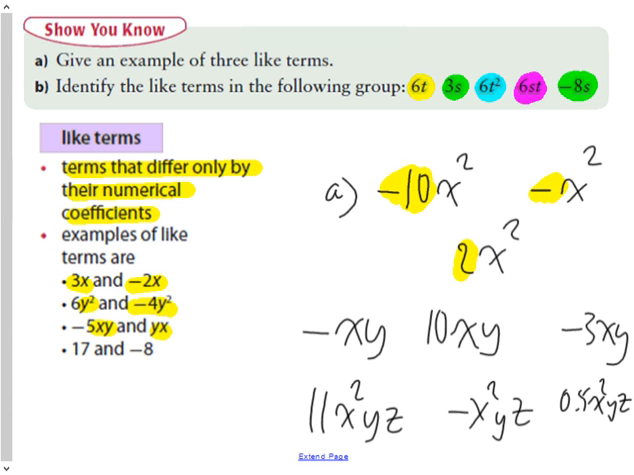But if I was to say what is another term that could match with that, I could do negative 4t would be a like term for 6t. I could go negative t squared would be a like term for the t squared, and I could say negative 10st would be a like term for 6st if I wanted to.